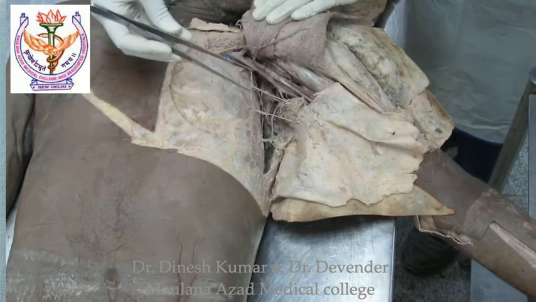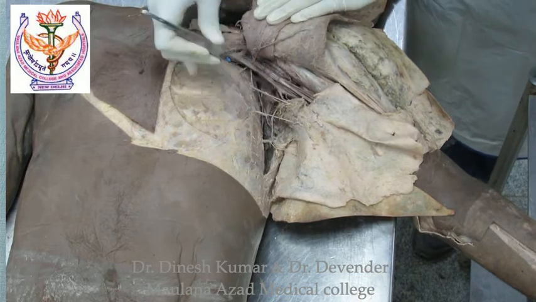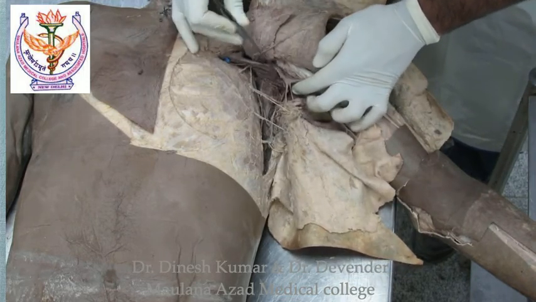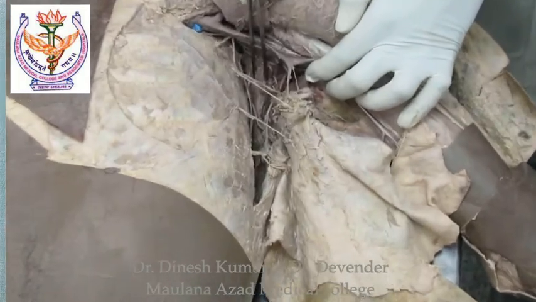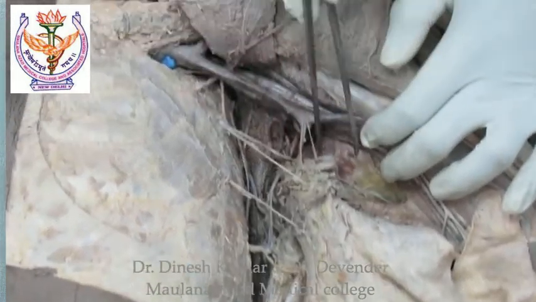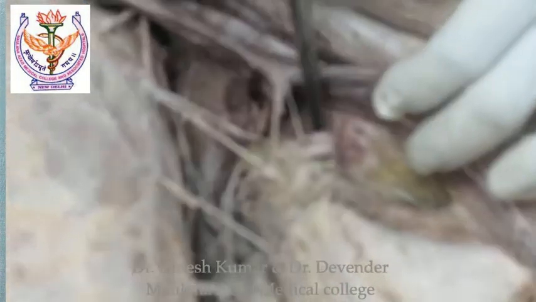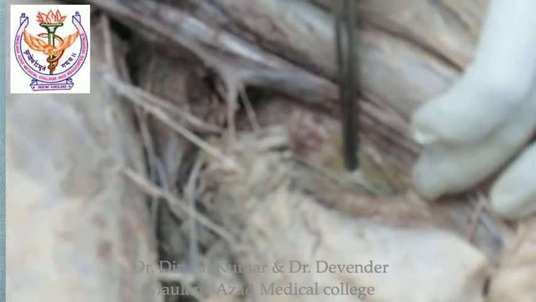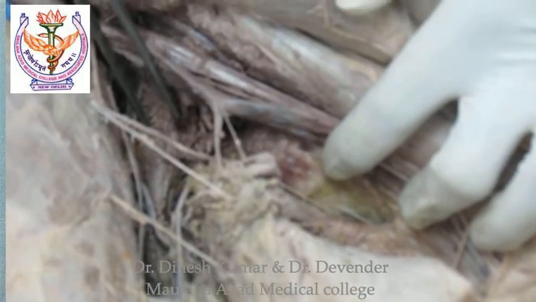Now we can see the medial wall. Actually, we can see the posterior wall first. The posterior wall is formed by the muscles on the posterior aspect. The first muscle is the subscapularis. You can see here, this is the subscapularis, and after that we can see the latissimus dorsi, which is coming from the back. So this is the latissimus dorsi and the teres major muscle right here. So we have three muscles which form the posterior wall of the axilla.